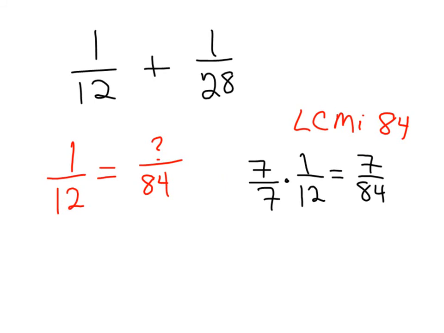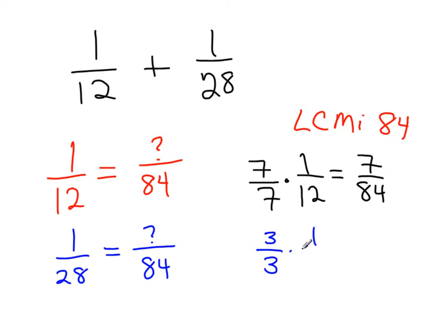We do the same story for 28. So we have 1 over 28. And we want to have 84 for the denominator. So we want to know what times 28 gets us 84. Well, a little bit earlier we did 3, right? You scoop back in the video and find it. And 3 times 28 gets us 84. And 1 times 3 is 3.